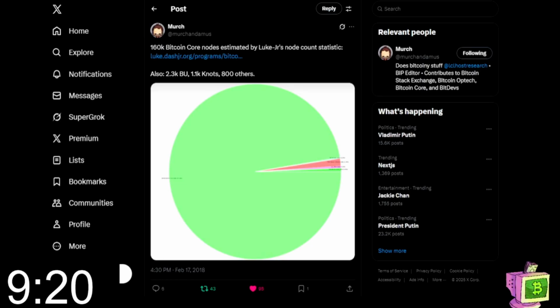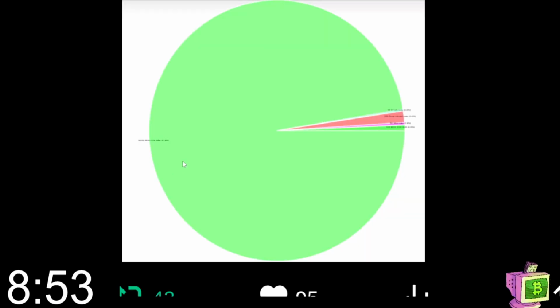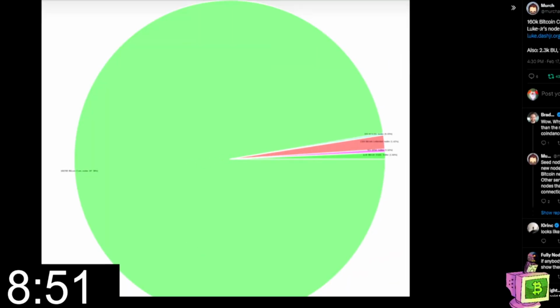So this is a screenshot of data of node counts from a tool created by Luke Dash Jr. And so let's take a look at this. I don't know if you can see this, but I'll read the text for you. So the big green bubble is Bitcoin Core nodes. And if we look at the text there, we can see that there were, boy, that's hard for me to even see. Can I zoom in on this? No. Of course, it only zooms in on the Twitter UI. That's annoying. All right.